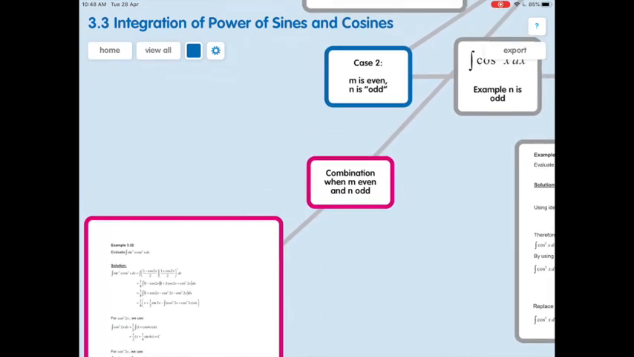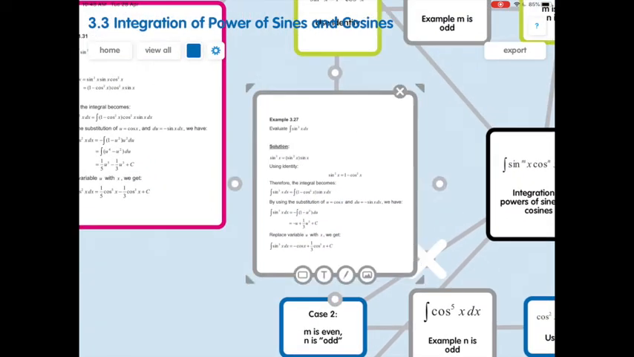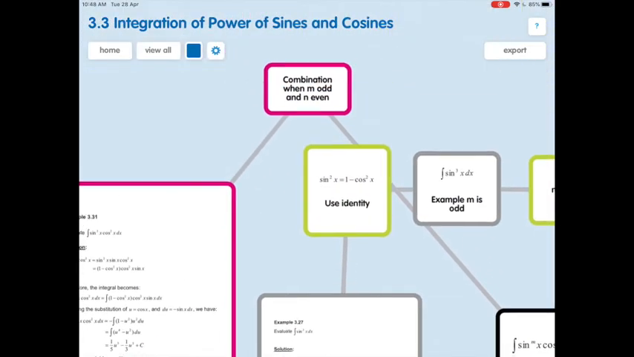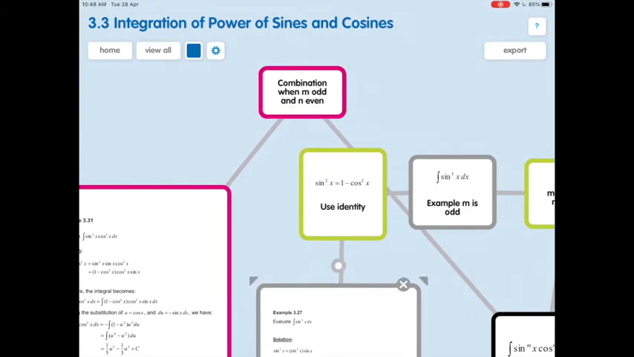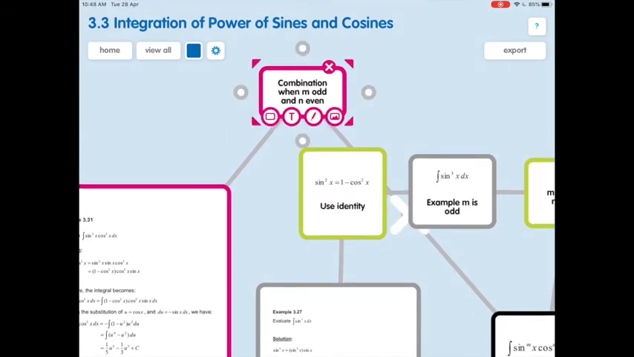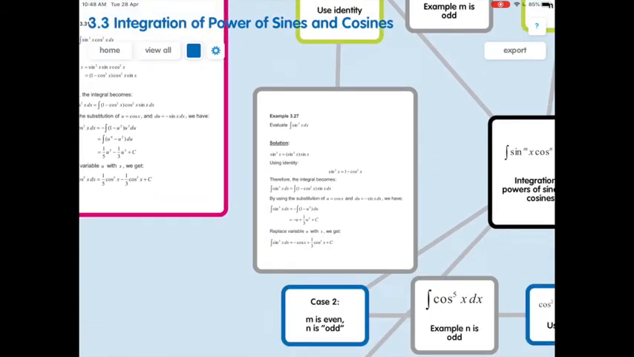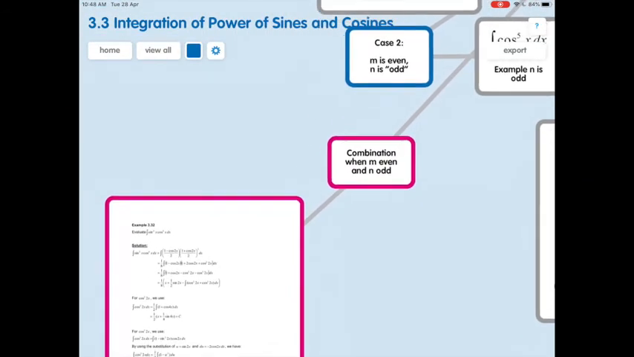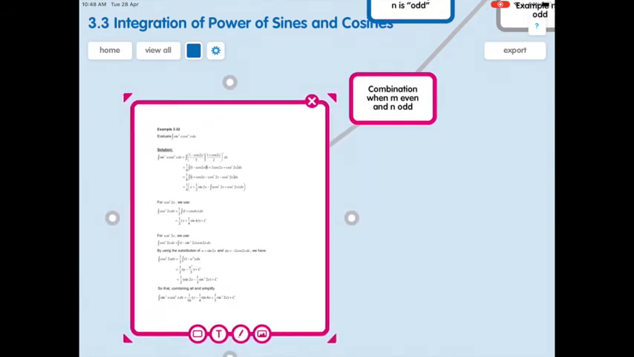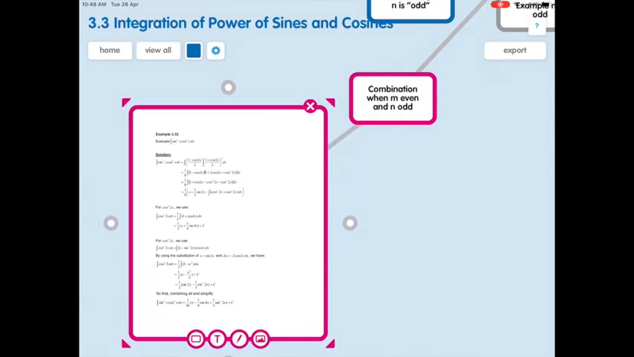And then another condition is what happens when m is even and n is odd. So just now, when m is odd and n is even. Now what happens if the combination is when m is even and n is odd? So this is the example that we're going to discuss.